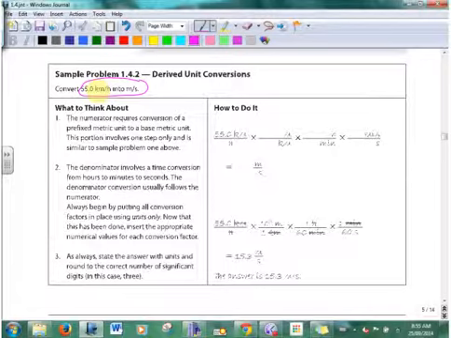I got to go from kilometers an hour into meters a second. Just look at the units here, guys. I want to get kilometers into meters. And on the bottom, I got to go from hours to seconds.